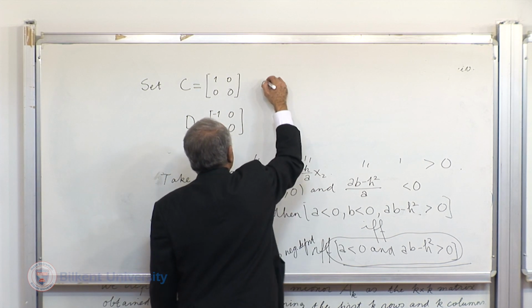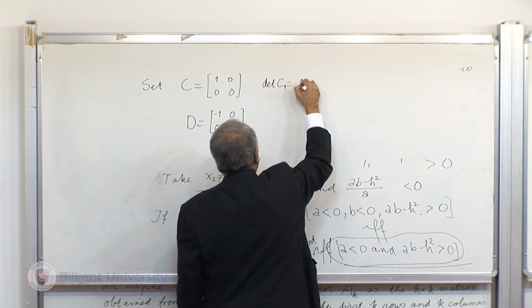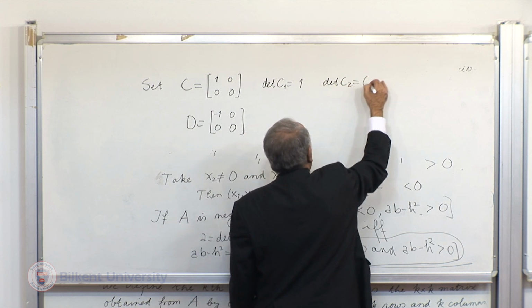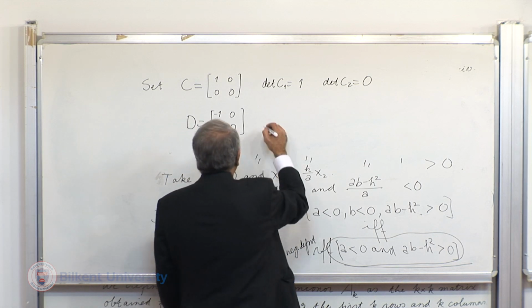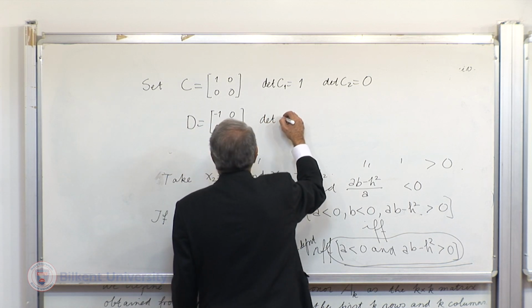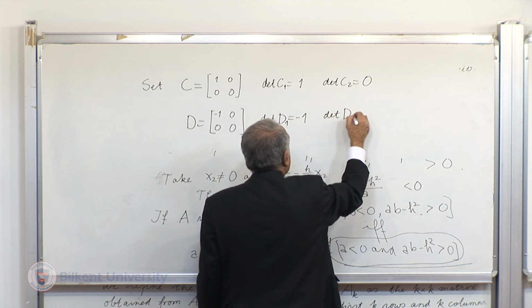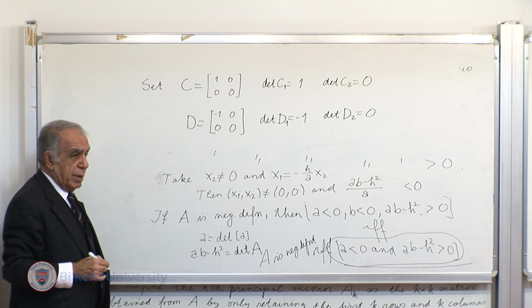But this time, the determinant of C1, that's 1. Determinant of C2, that's 0, because that's the entire matrix. Here, determinant of the first principal minor of this, that's -1. Determinant of the second principal, that's the determinant of this, that's 0.